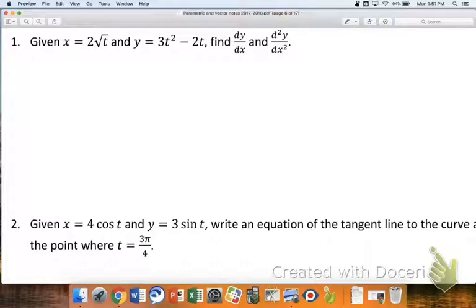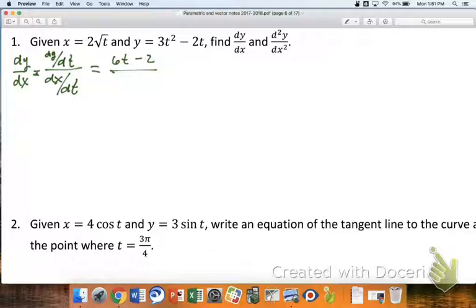So dy/dx equals dy/dt over dx/dt. In this case, dy/dt would just be 6t minus 2. And dx/dt would be, what, t to the negative 1/2? Look about right?